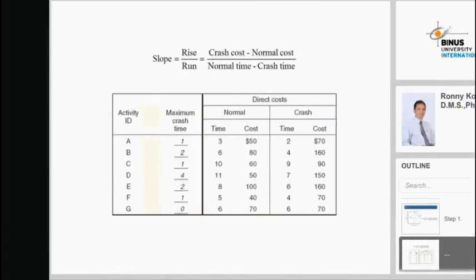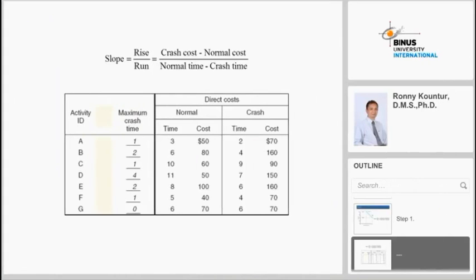So go back to the crash time. The maximum crash time is only 1 day. It means that activity A can be reduced only by 1 day. So how much will be the slope?